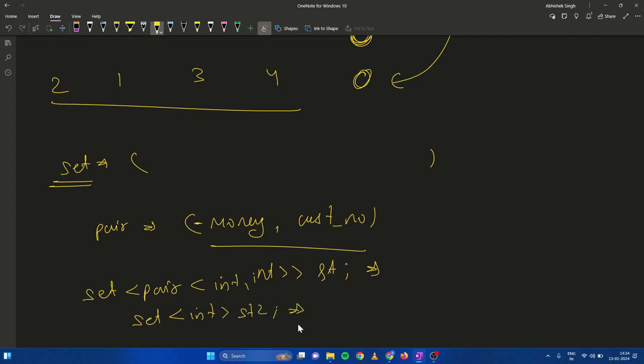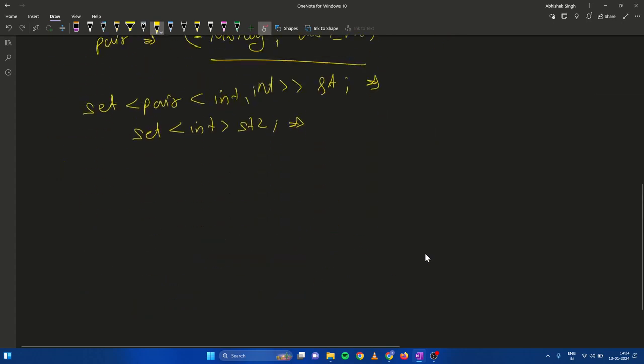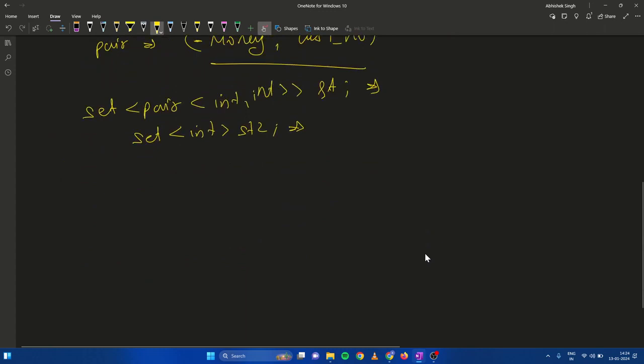This will store the elements by order of their customer number. The customer who came first would be stored in the front, then the second customer, then the third customer, and so on, right? And now there's one more thing which I'm going to store: a map data structure, map of int, int, m.